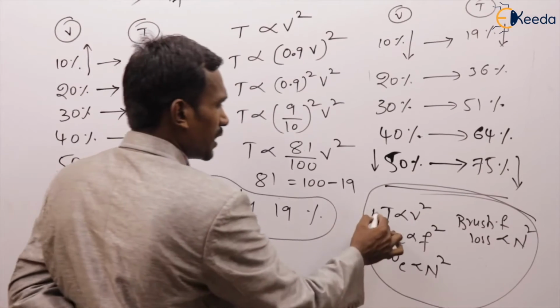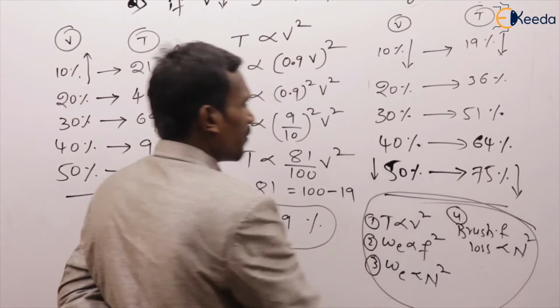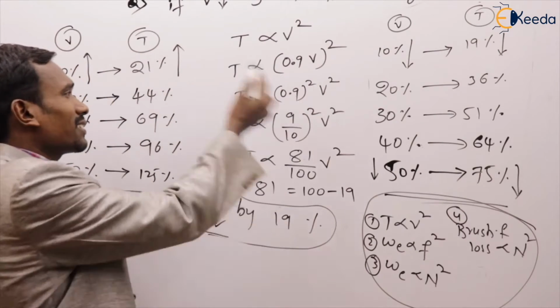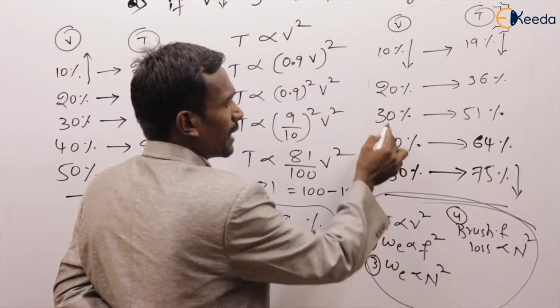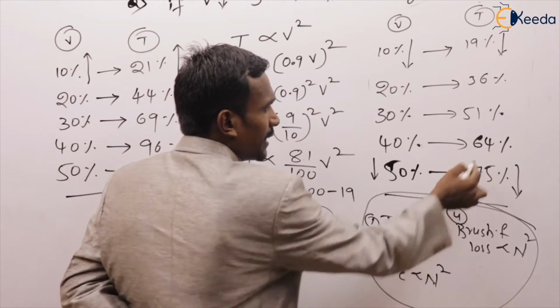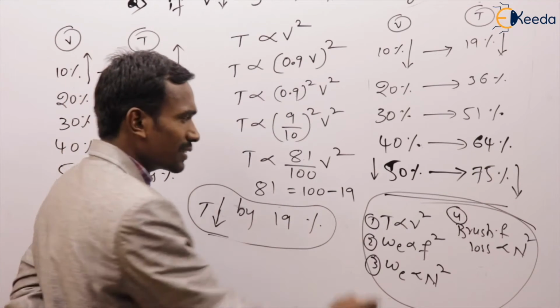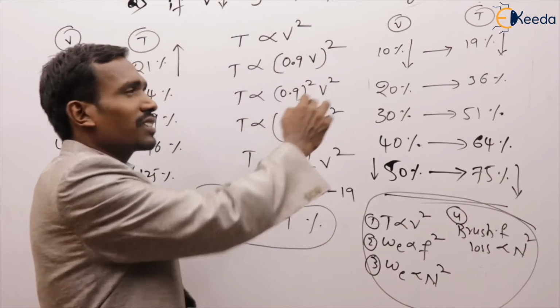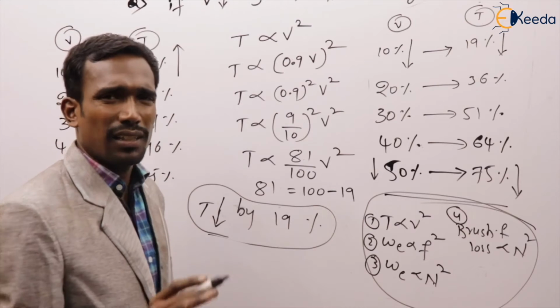For all these values, first one, second one, third one, and fourth one, the answers are the same. If speed is reduced by 30%, eddy current losses are reduced by 51%. Like this, for all square laws, the answer is the same. Okay, very important, just the square law.